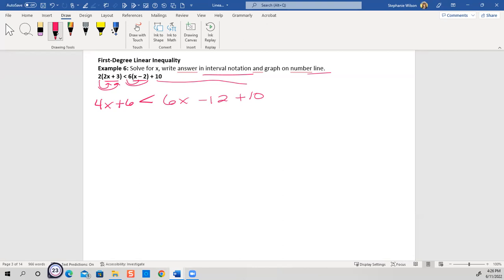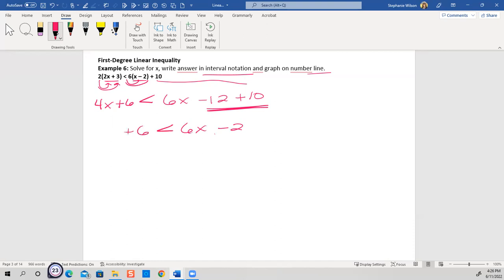Now, before I move all my variables to one side and all my constants to the other, I'm going to clean up any like terms. And I notice this negative 12 plus 10 is a like term. So I have $10, I spent 12, so I'm in the hole 6.